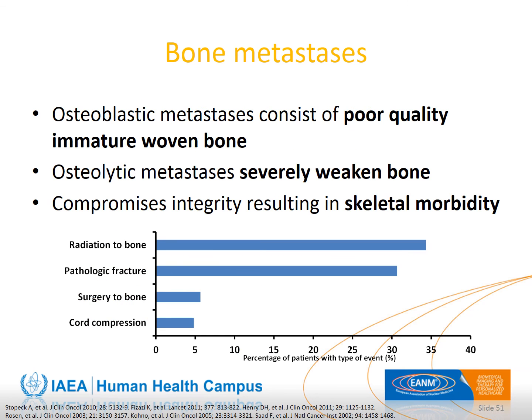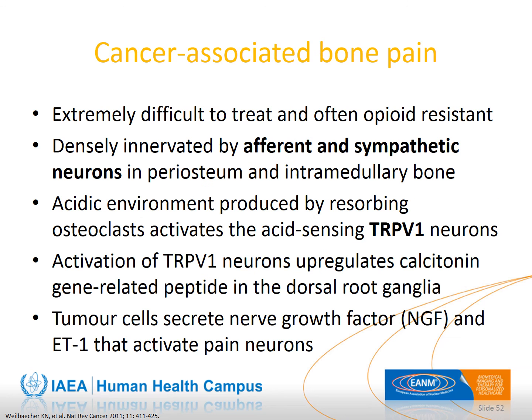The impact of bone metastases on the structural integrity of bone is well documented, and even osteoblastic metastases consisting of woven bone are structurally immature and of poor quality. Patients are therefore prone to develop pain, hypercalcemia, and pathologic fractures that may even lead to spinal cord compression, the most feared symptomatic skeletal event, or SSE. To make matters worse, cancer-associated bone pain is extremely difficult to treat and is often opioid resistant.